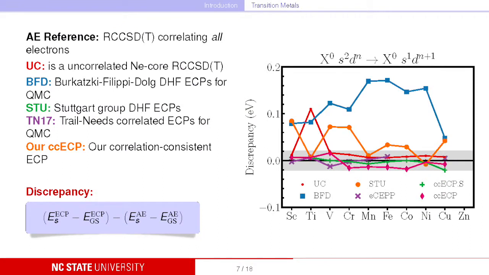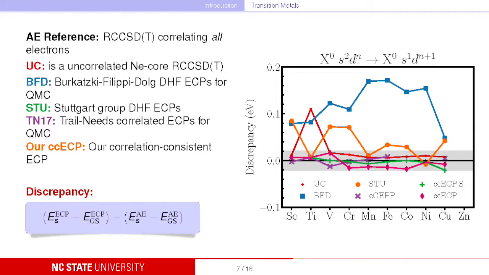Everything I just showed was just for first row elements, but we also have transition metals, which I know that everybody, or a lot of people are going to be interested in. So just to briefly go over this, basically we have the same kind of calculations as before, relativistic all-electron coupled cluster is our reference. We have the uncorrelated core, which is an all-electron coupled cluster, and then a number of different pseudopotentials that we're testing against: BFD, some Stuttgart ECPs, a correlated version of Trail-Needs pseudopotentials, and then our pseudopotentials. And this is all the transition metals, and this is also a discrepancy for a particular atomic excitation.